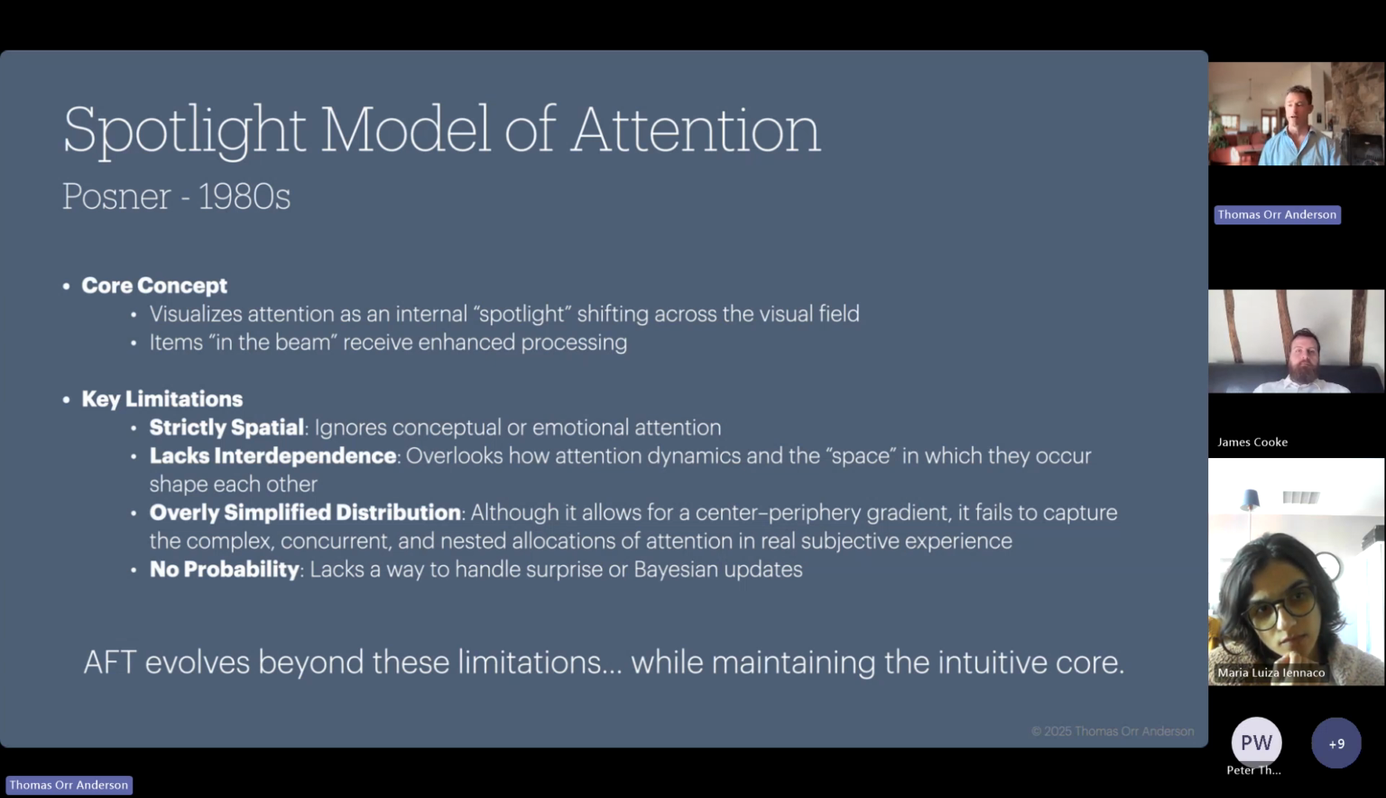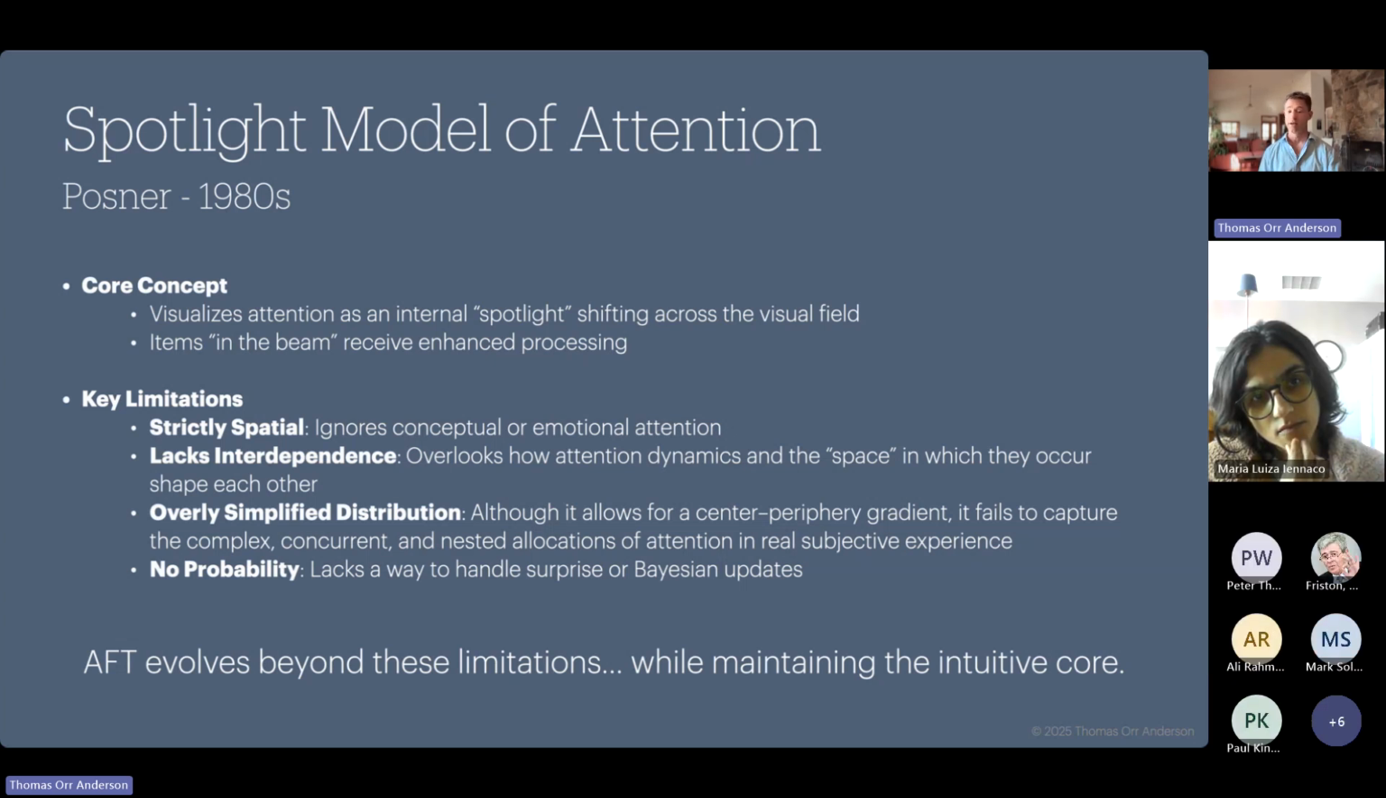This model is intuitive and comfortable and kind of fun to think about, but it also has some key limitations, and it's not incredibly useful in most cases. It's strictly spatial. It doesn't involve conceptual or emotional dimensions, for example. It lacks interdependence. It doesn't include anything about how the attention dynamics and the space in which they occur actually shape each other. It also involves an overly simplified distribution, and fails to capture the complex, concurrent, nested allocations of attention in real subjective experience. And there's no probability involved, so it doesn't handle surprise or Bayesian updates. AFT evolves beyond these while maintaining a lot of the intuitive core.